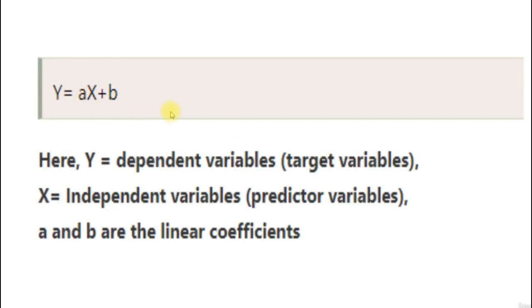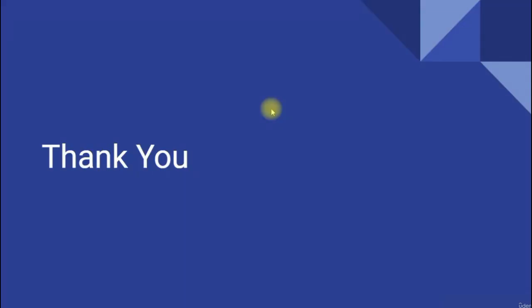We are basically trying to draw a simple equation of a straight line: y equals ax plus b. So y will be the dependent or target variable on the y-axis, and x will be our independent variable. a and b are basically the coefficients. This is very similar to the equation y equals mx plus c that you studied in coordinate geometry in your high school mathematics. If you are clear with that concept, linear regression will be very easy for you. I hope you are clear with all the concepts discussed in this video.